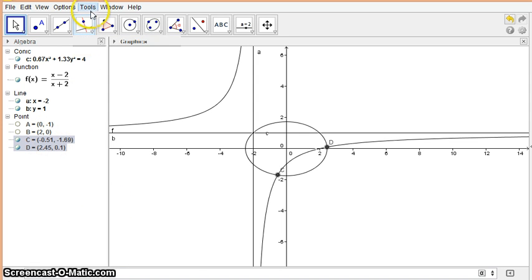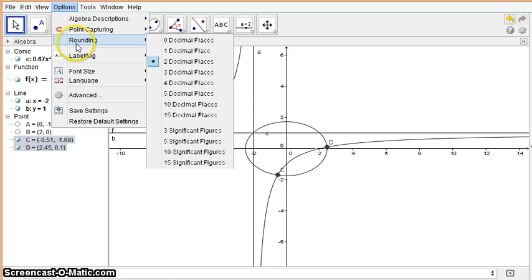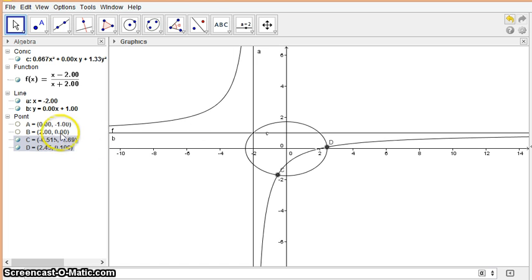So let me just change my rounding to 3 significant figures. And again, you can see points C and D, these are my answers. So you can get that on your calculator using the point of intersection. That is it for question 8.